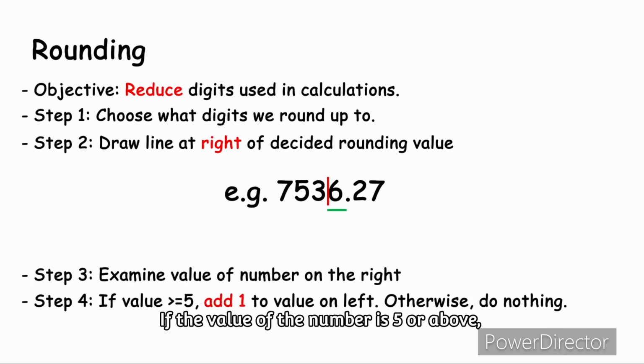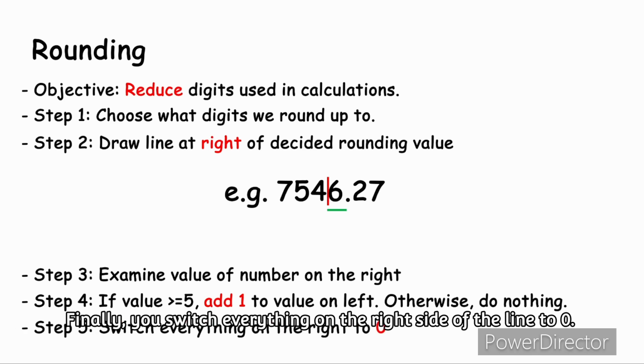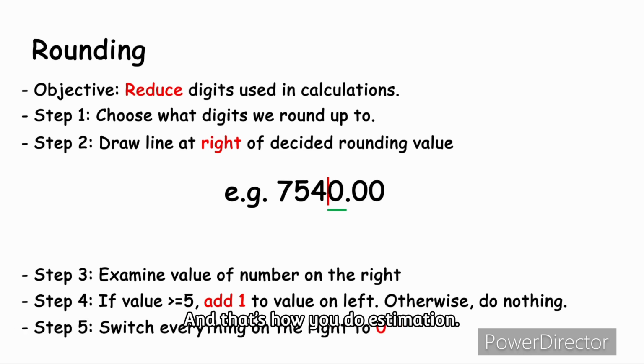If the value of the number is 5 or above, we add 1 to the value on the left of the line. If it is lower, then we don't do anything. So in this case, as the unit value is 6, we add 1 to the tens, making it 4. Finally, you switch everything on the right side of the line to 0, and that's how you do rounding.